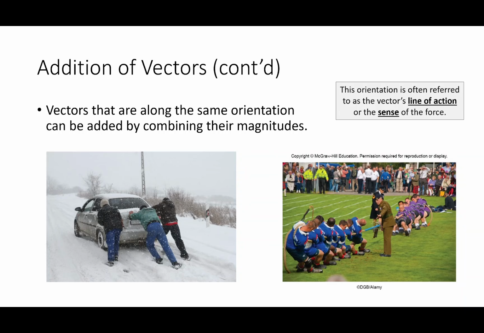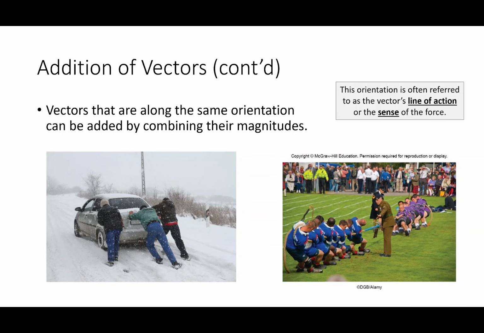So if I use the term line of action, what I'm referring to is the path along which the force is acting. In this scenario, all of these folks playing tug of war are applying force along the same line of action, which is why we can just add them up. If they weren't along the same line of action, then we couldn't just add them. We have to be a little bit more careful about how we do that.